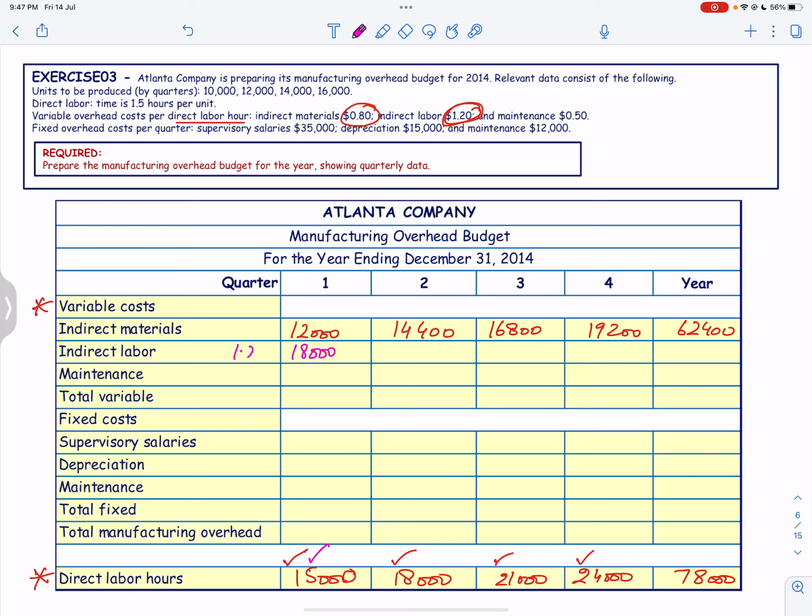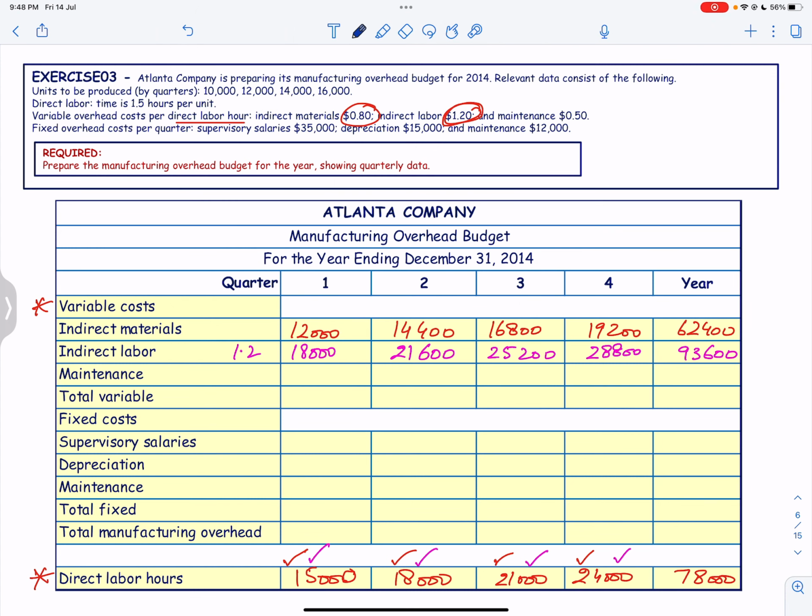Indirect labor is 1.2, so this will be 1.2 times 15,000, this is equal to 18,000. 1.2 times 18,000 is 21,600. 1.2 times 21,000 is 25,200. 1.2 times 24,000 is 28,800. So the total is 93,600.